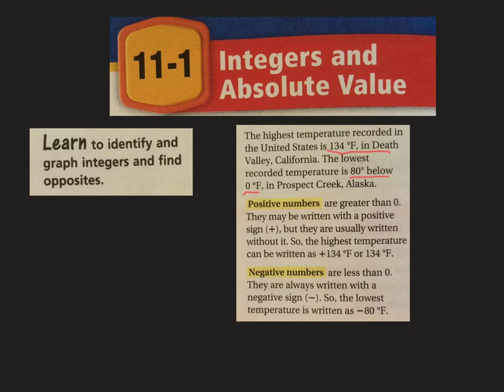So positive numbers are greater than zero. They may be written with a positive sign, right here, but are usually written without it. So the highest temperature can be written as plus 134 degrees Fahrenheit, or just without the positive sign in front of it, just regular 134 degrees Fahrenheit. Now, negative numbers, on the other hand, are less than zero. They are always written with a negative sign, so we don't have the option to write them without, because without just always means positive. So the lowest temperature is written as negative 80 degrees Fahrenheit. Let's move on to the next slide.